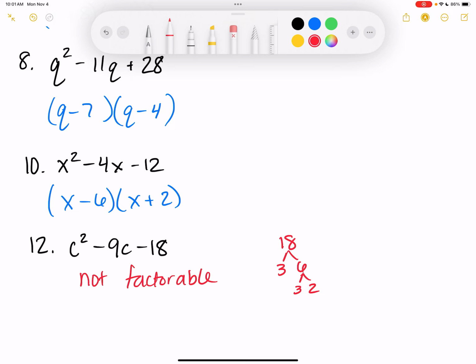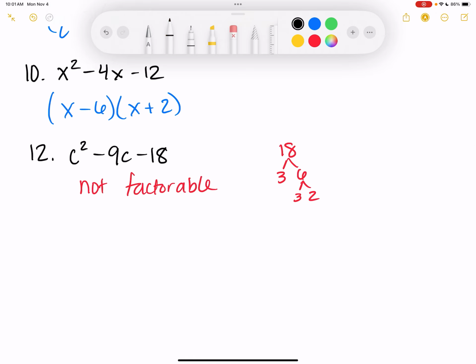All right, now we're going to move into the special types. What are the special types? Perfect square trinomial. And what else? The difference of squares. Difference of 2 squares. Yep. Perfect square trinomial and difference of squares.